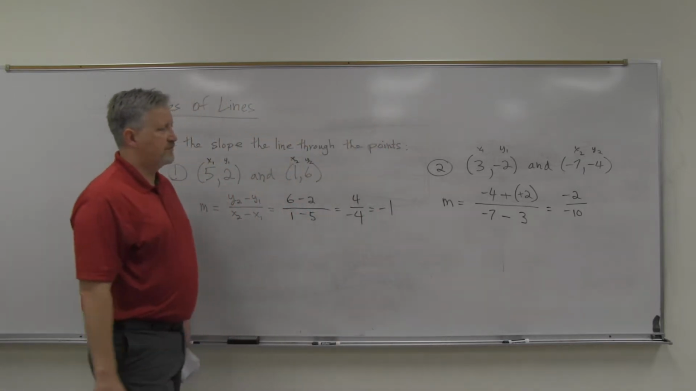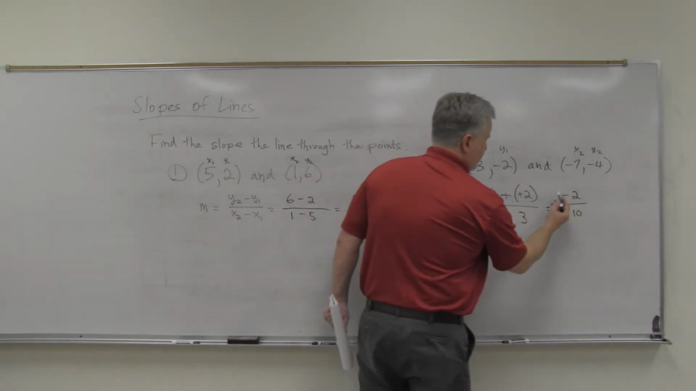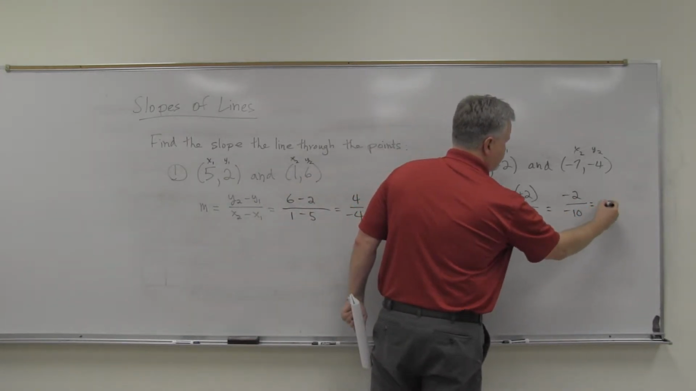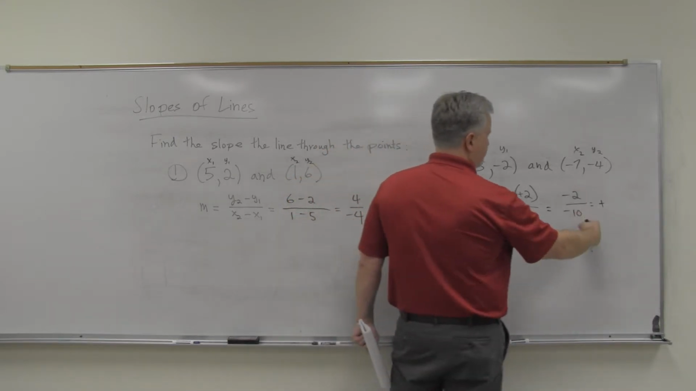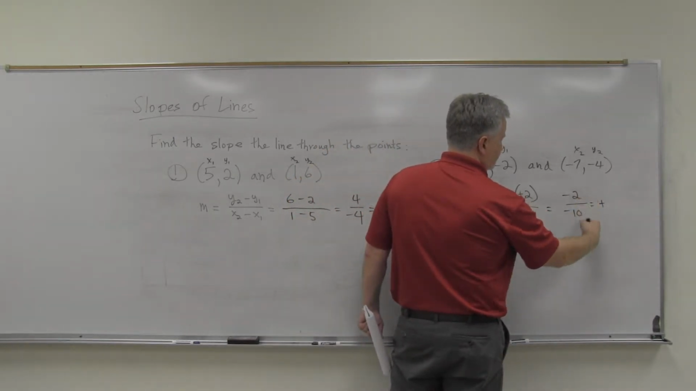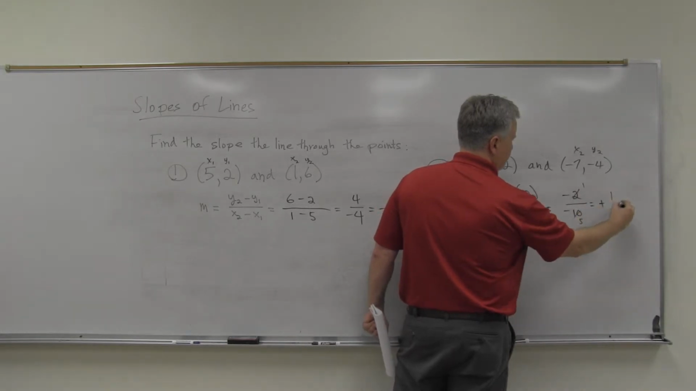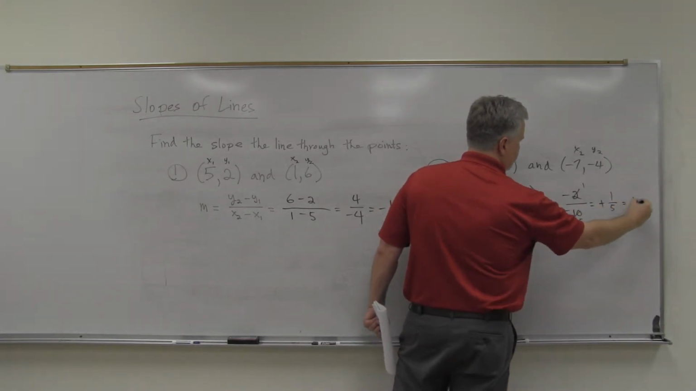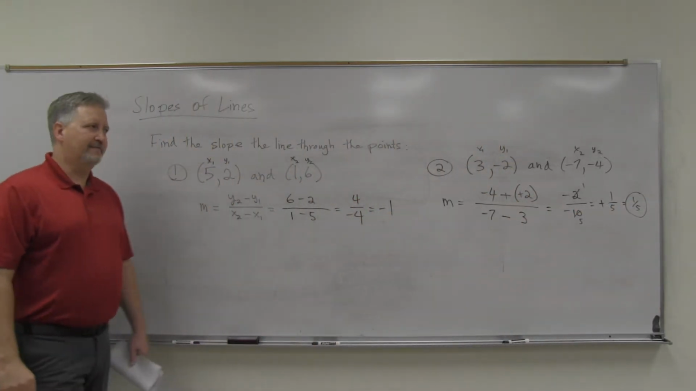So negative 2 over negative 10, but that, of course, can be simplified. Negative divided by negative is positive. I don't necessarily write the positive, but just make a note there. And then, of course, 2 and 10, we can reduce those by 2, so it's 1/5. Positive 1/5, or just 1/5. Okay?